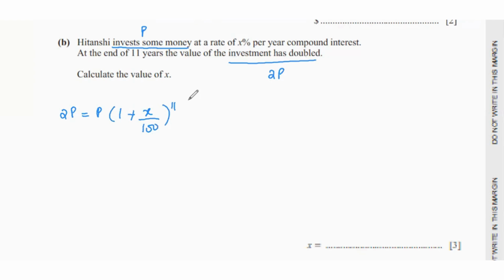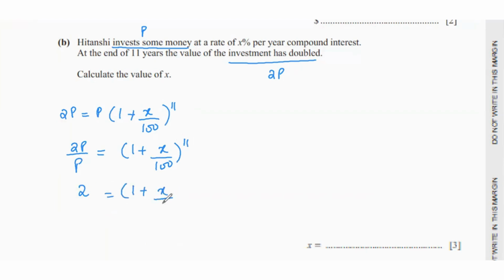Once again, they haven't given us what money he's investing. He invests some money. So we assume that that some money is P. And then they say at the end of 11 years, the value of the investment has doubled. So that means it's going to be twice of that P. So 2P equals P times 1 plus X over 100 to the power of 11. Divide 2P by P. And this is 1 plus X over 100 to the power of 11. That's 2.